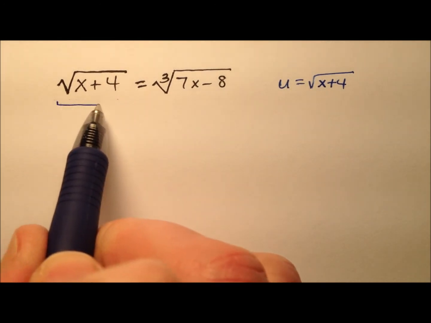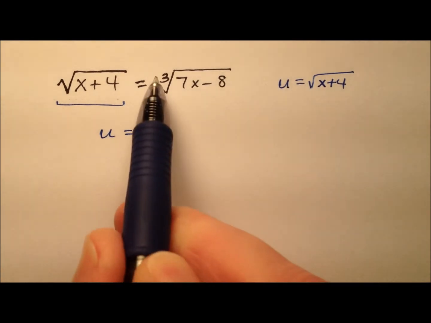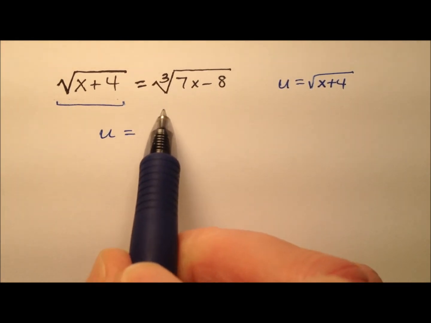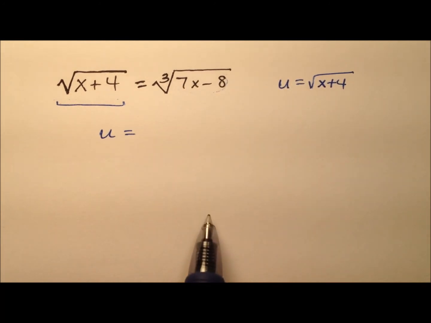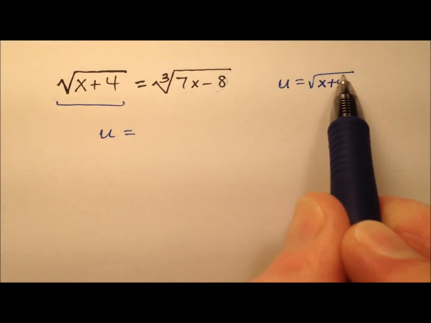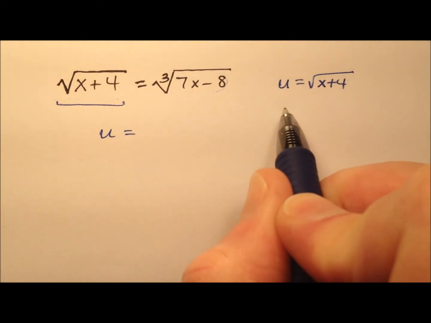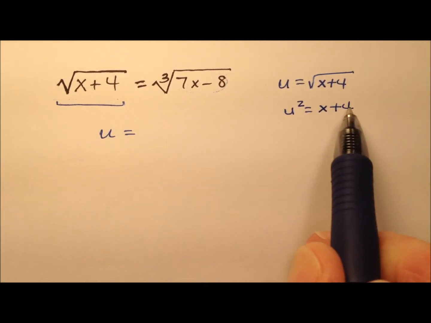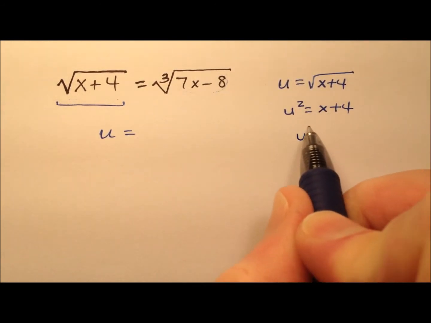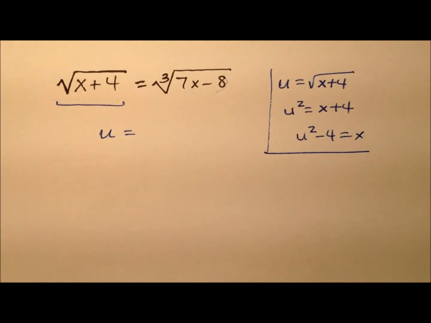Okay, well that's really easy here because the left side just becomes u. Well, how about this right side? Well, it looks like we'll have the cube root of, well, we need to take this 7x minus 8 and write it in terms of u also. So we'll start by using our u equals, and we're going to square both sides. So u squared equals that x plus 4, and then we can subtract 4 from both sides. So we'll see that u squared minus 4 equals our x value right here.